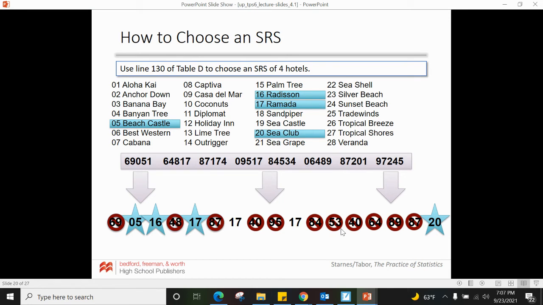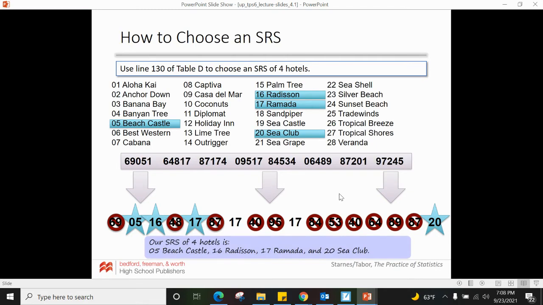And when you're describing the process of doing this, you also have to explicitly say, I will skip over any repeated numbers, so that the grader knows what you're going to do during repeats. All right. So the four hotels that we will survey are Beach Castle, Radisson, Ramada, and Sea Club.